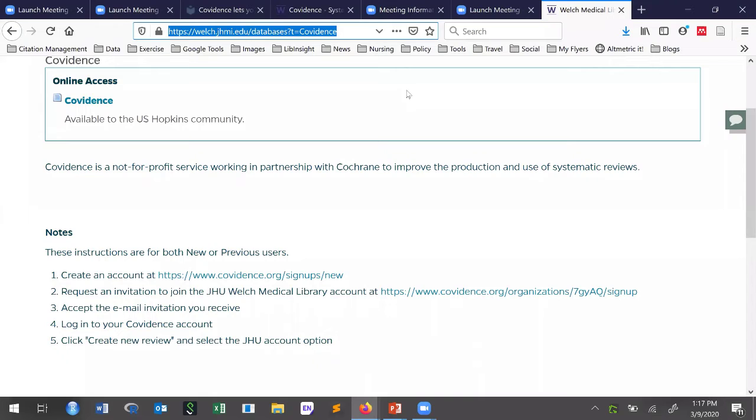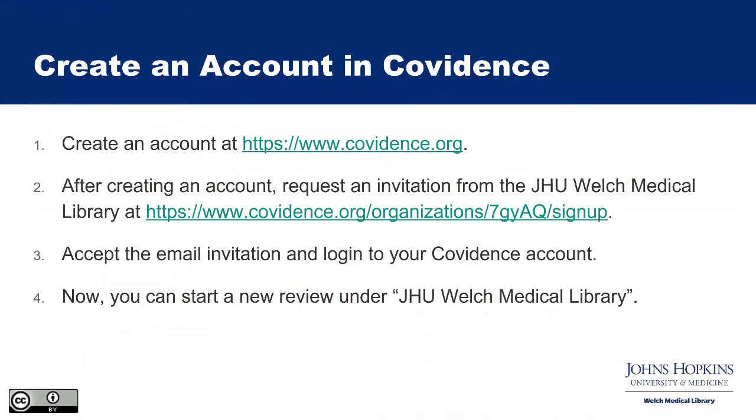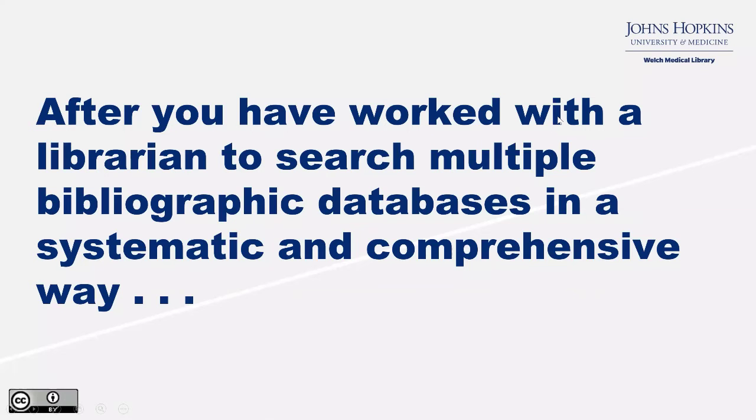access to our subscription. So as yourself, you get exactly one systematic review. And under the JHU Welch Medical Library umbrella, you have unlimited reviews. So I'm putting this link into the chat box right now, and you'll be able to follow these instructions to set up your Covidence account. And then let's proceed through.